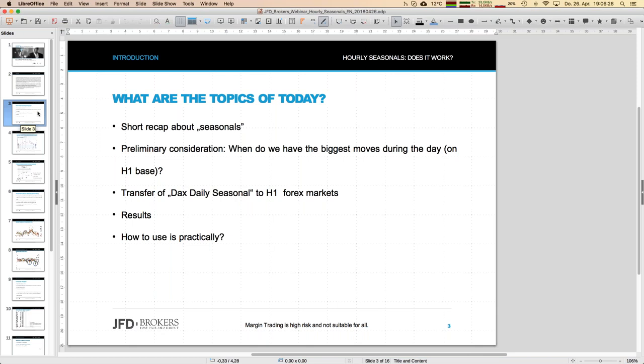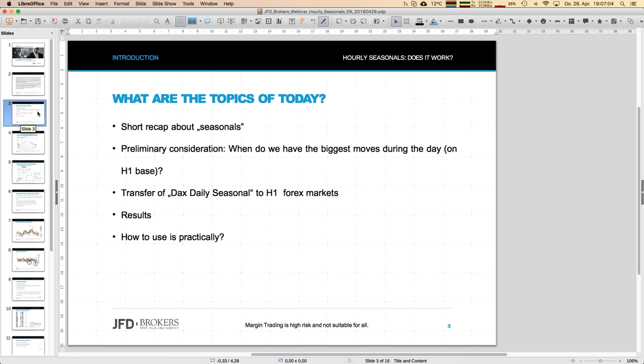And when I started the investigation of hourly seasonals, I just created two additional charts. Let's call them preliminary considerations here, and it's simply the answer to the question: at what point in time do we have the biggest moves during the day? And even that might be of interest as well if you have strategies that look for more volatility, more moves, then that will be the answer as well.